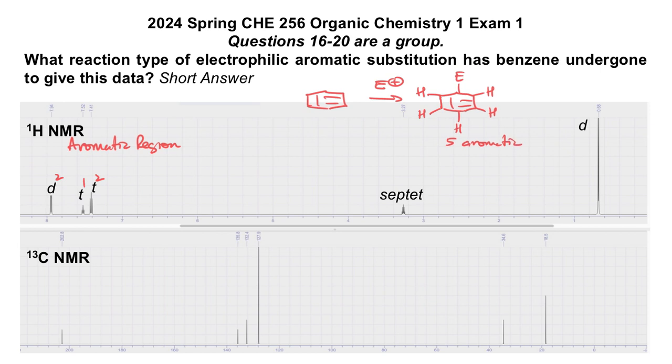And then you're looking at the other signals here. There's two of them. There's a septet and a doublet. And so we'll figure out what that is a little bit later. But the key to answering this question really lies in scanning the carbon NMR, where you see this signal down here at 200. That signal is telling you that is a carbon of a carbonyl. And how do you get a carbonyl? Through Friedel-Crafts acylation.